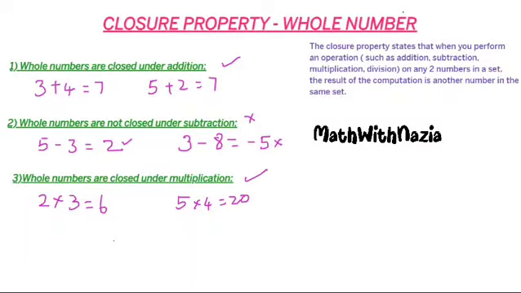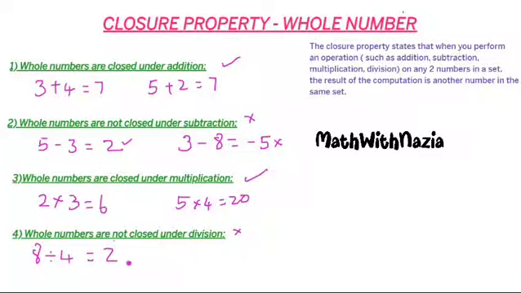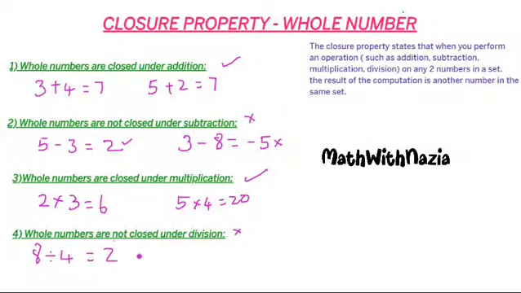Now let's see the fourth property: whole numbers are not closed under division. Here also it should be universal. For some examples division works and for some it doesn't. For example, 8 divided by 4 is 2, and you can see everything is a whole number. It works here well, right?